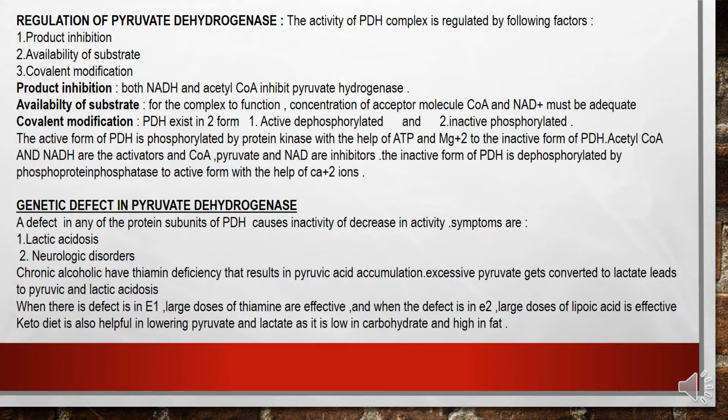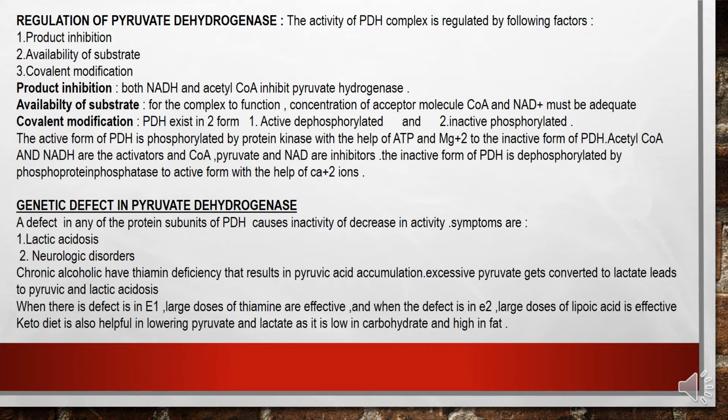The active form of PDH is phosphorylated by protein kinase, with the help of ATP and magnesium ion, to the inactive form of PDH. Acetyl coenzyme A and NADH are the activators of the kinase, and coenzyme A, pyruvate and NAD are the inhibitors. They inhibit this reaction. The inactive form of PDH is dephosphorylated by phosphoprotein phosphatase to the active form with the help of calcium ions.